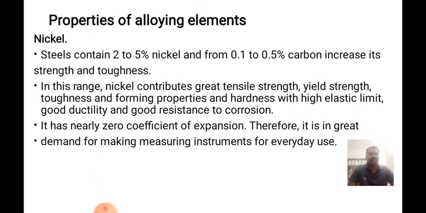That's why we add nickel between 2 to 5%, with 0.1 to 0.5% carbon. Okay, in this range, nickel contributes great tensile strength, yield strength, toughness, and forming properties. Tensile strength is a must, yield strength and toughness are also compulsory. Now, forming properties means what? When we perform metal forming processes such as cold working, hot working, coining, and wire drawing, for that purpose the steel must possess forming properties.